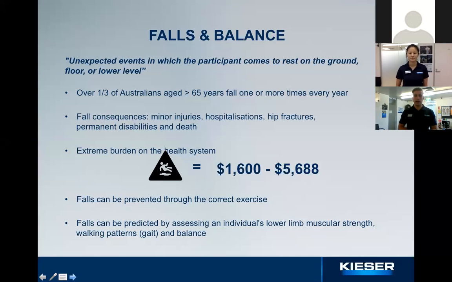And I guess what's really positive is that it can be prevented through exercise. But what's really important to note is there has to be the right dose of exercise and the right modes of exercise. And we can predict someone's risk of falling. We can do this by assessing their lower limb muscular strength, their walking patterns or gait, how they're moving, and then looking at their balance specifically. For example, how long you can stand on one leg is a really good quick test of your balance.